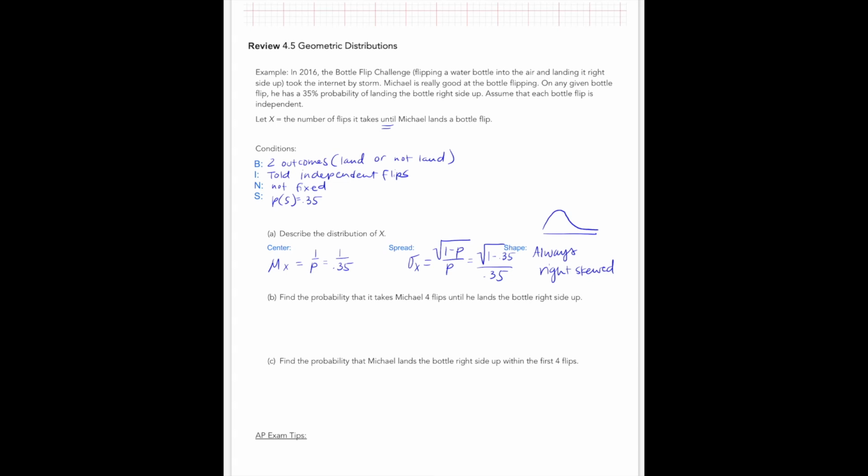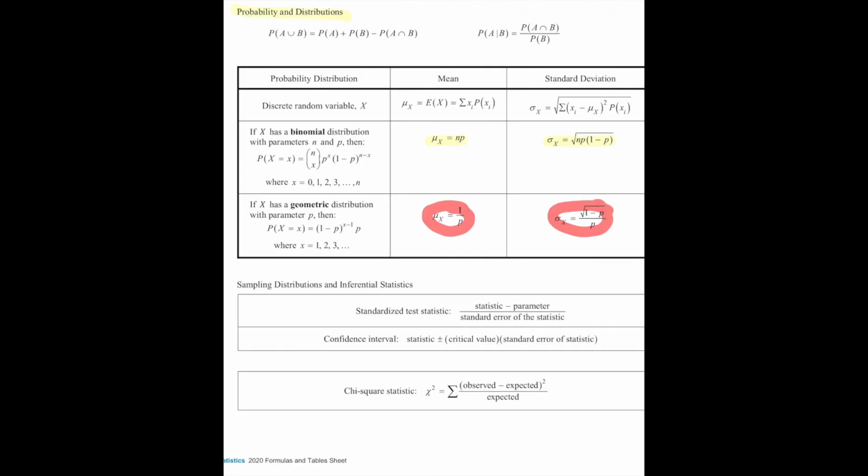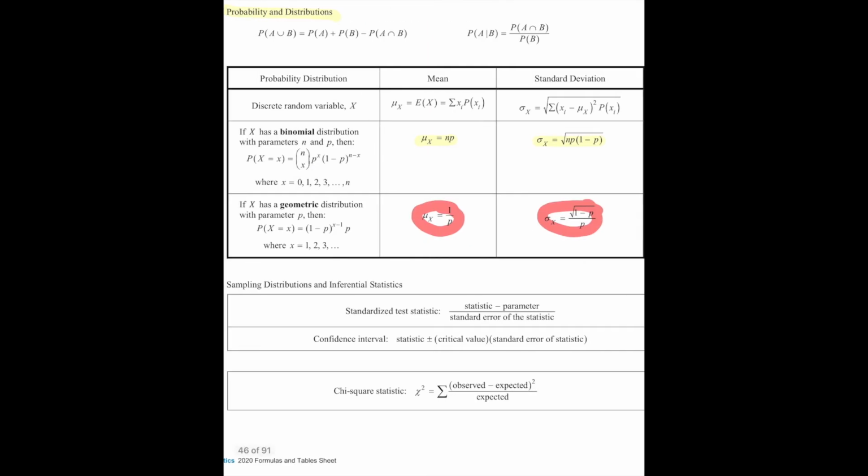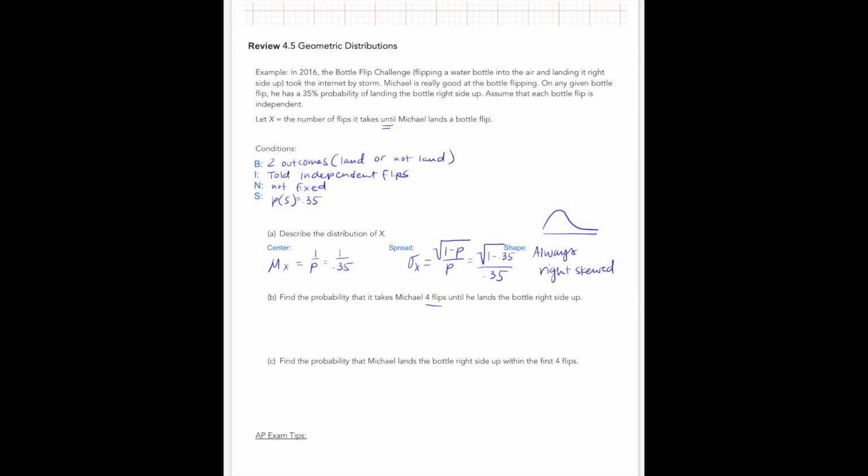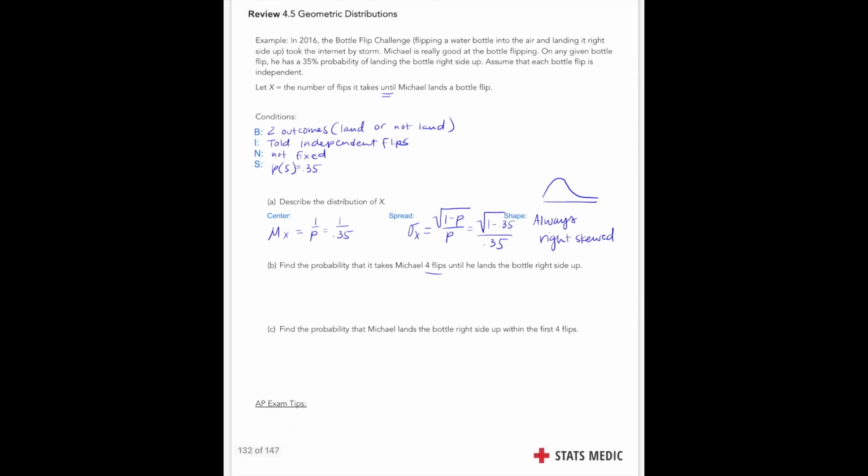Okay, and then part B, it says find the probability that it takes Michael 4 flips until he lands the bottle right side up. So if you guys go back to the formula sheet and take a look a little bit closer, you will see that there is a formula right here where you can utilize. So I will write that formula down. Maybe I'll write it in the exam tip actually.